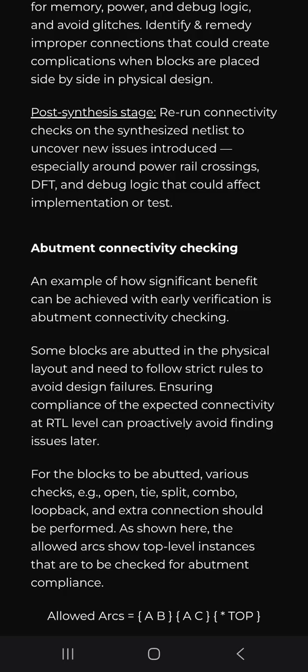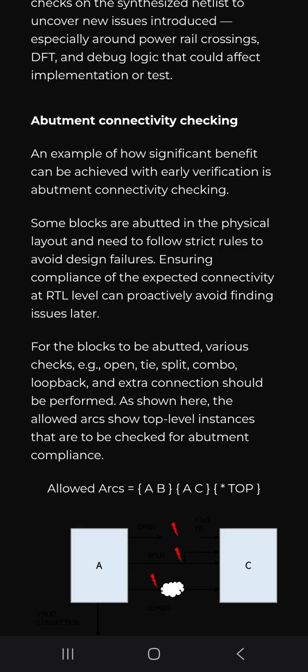Abutment connectivity checking. An example of a highly significant benefit that can be achieved with early verification is abutment connectivity checking. Some blocks are abutted in the physical layout and need to follow strict rules to avoid design failures. Ensuring the compliance of the expected connectivity at RTL can proactively avoid finding issues later.